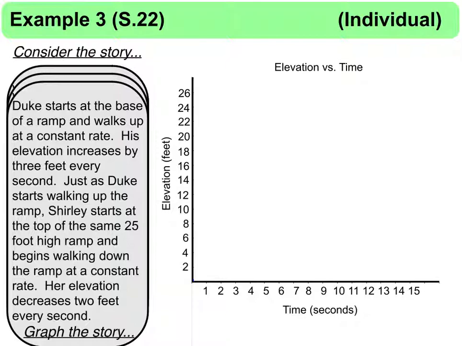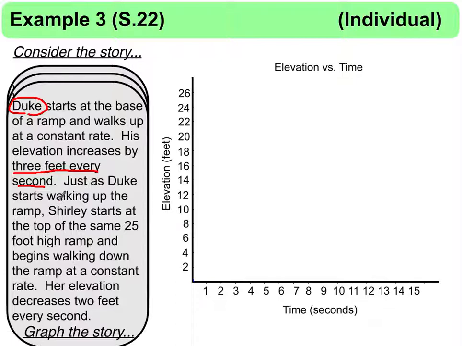In example 3 on page 22, we'll look at one more scenario. This time we're hoping the students have an opportunity to work individually on this one and then share out in pairs or small groups then as a class as to what's going on. So in this story it says Duke starts at the base of a ramp and walks up at a constant rate. His elevation increases by 3 feet every single second. So we're going to mark that 3 feet every single second, and that's for Duke.